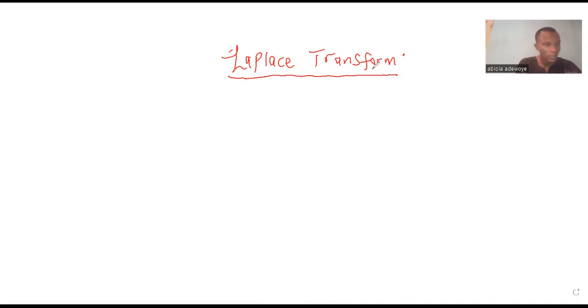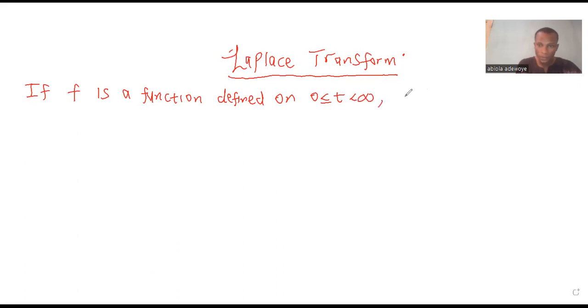So how do you define that? Let's say f is a function defined on an interval 0 to infinity.